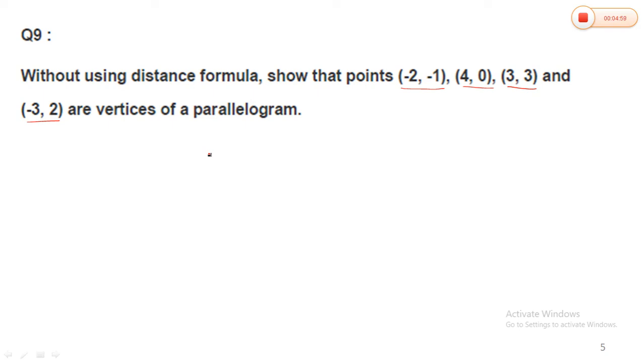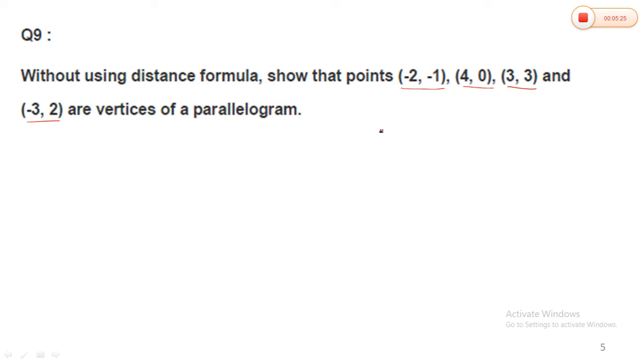So before solving this problem, first, let us know the properties of the parallelogram. In a parallelogram, the opposite sides are always equal and the opposite sides are parallel. So, these are the basic properties of the parallelogram. Opposite sides are equal and opposite sides are parallel.